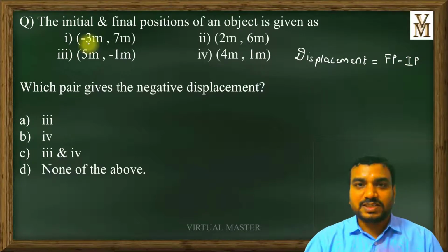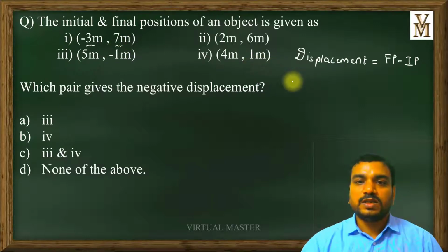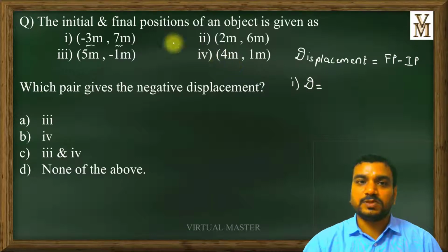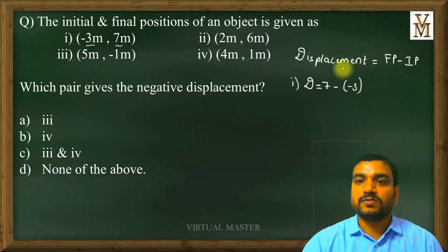Now let us find one by one. In the first pair, minus 3 is the initial position and 7 is the final position. So displacement is equal to final position minus initial position. Final position is 7, initial is minus 3, so 7 minus of minus 3. Here, what is the formula? Displacement is equal to final position minus initial position. Initial position is how much? Minus 3 meter, right? So it will be minus of minus 3.